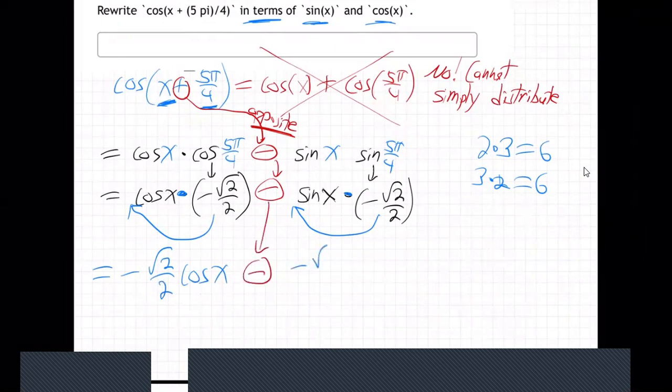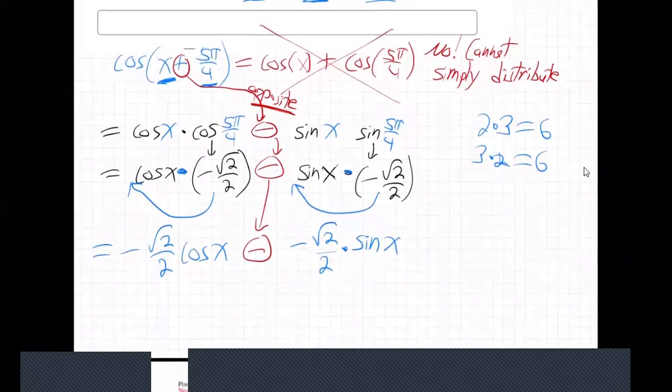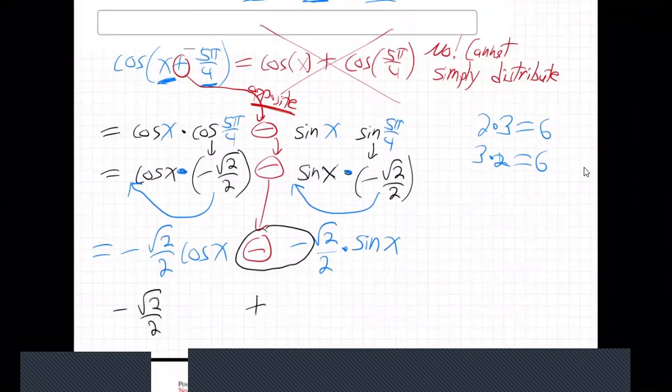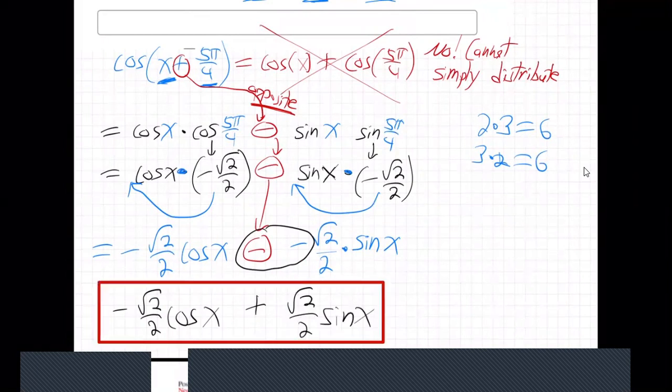And then the negative root 2 over 2 in the front of the sine of x. Like that, okay? And now you can see it, huh? These two negatives are going to become positive. So what do we have? Negative root 2 over 2 cosine x plus root 2 over 2 sine of x. And that right there is a great final answer.